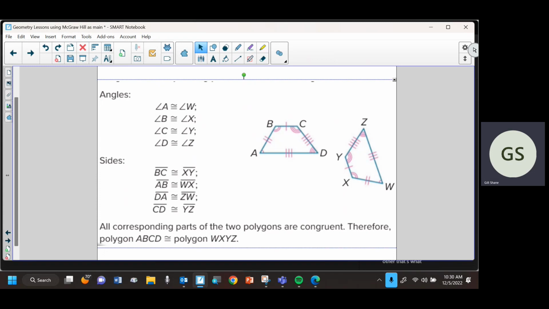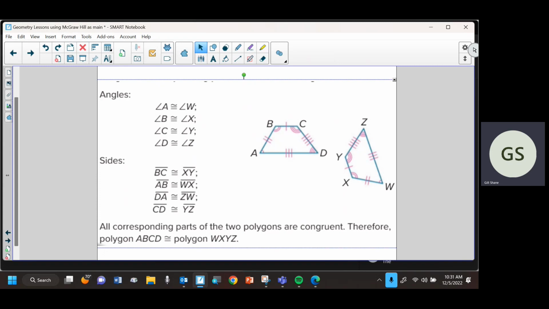That's what the definition of congruence is, that we can take this and somehow map it exactly on top of that. We did rotations, translations, reflections. That's what that was all about, determining congruence. They are the same image.